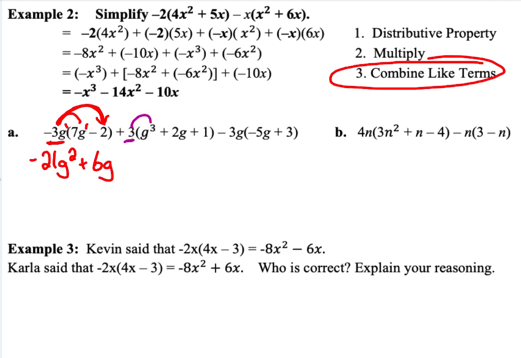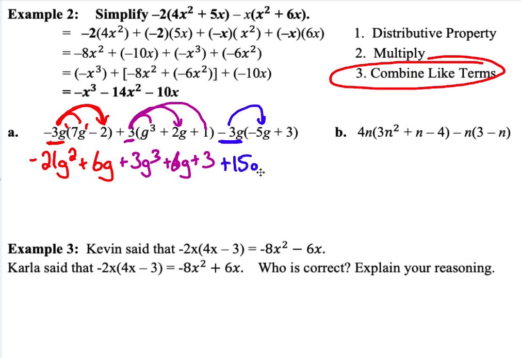Now I'm going to multiply each of these times 3. So 3 times g to the third is 3g to the third. 3 times 2g is 6g. 3 times 1 is 3. Here, I'm going to multiply by negative 3g. So negative 3g times negative 5g is positive 15g squared, because a g plus another g is 2 g's being multiplied. And then negative 3g times 3 is negative 9g.